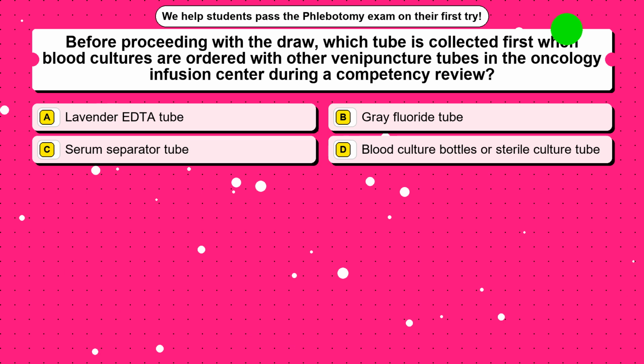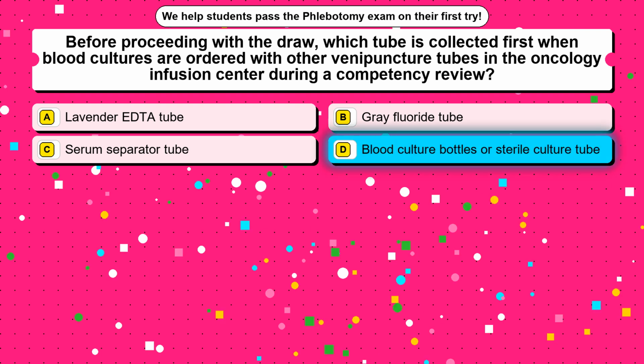Question 11. Before proceeding with the draw, which tube is collected first when blood cultures are ordered with other venipuncture tubes in the Oncology Infusion Center during a competency review? Option A. Lavender EDTA tube. Option B. Gray fluoride tube. Option C. Serum separator tube. Option D. Blood culture bottles or sterile culture tube.